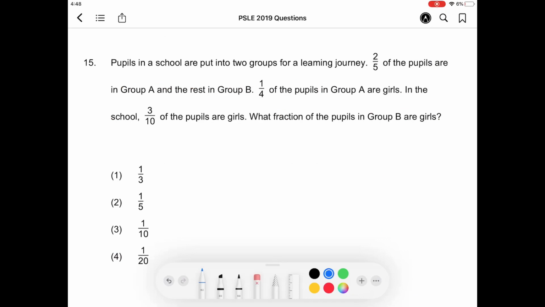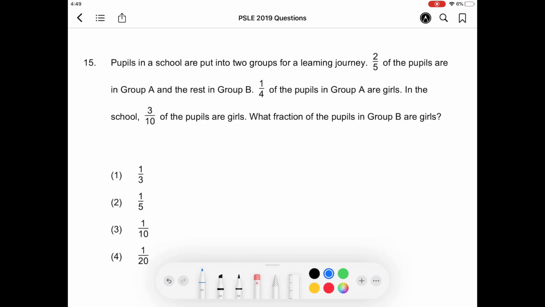Question 15. Pupils in the school are put into 2 groups for a learning journey. 2/5 of the pupils are in group A and the rest are in group B. 1/4 of the pupils in group A are girls. In the school, 3/10 of the pupils are girls. What fraction of the pupils in group B are girls?